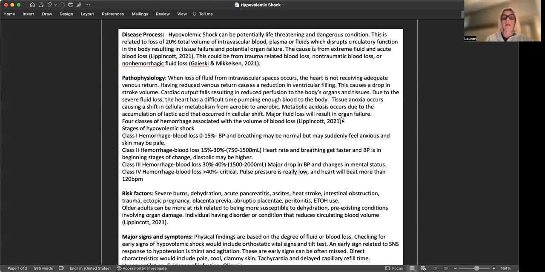Class 2, as you can see, is a loss of 15 to 30%, 750 to 1500 mLs. That's when you'll see some heart rate changes, and the breathing will get faster. Then class 3 is blood loss of 30 to 40%. That's when you're going to see your major drop in blood pressure, and that's when changes in mental status will occur. And then class 4, that's a critical situation. The pulse pressure is really low and the heart will beat more.